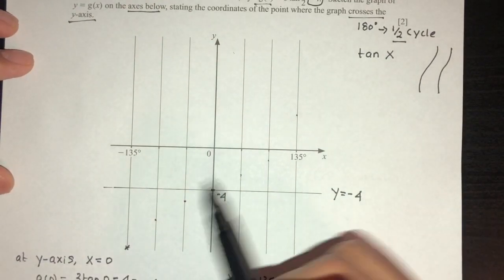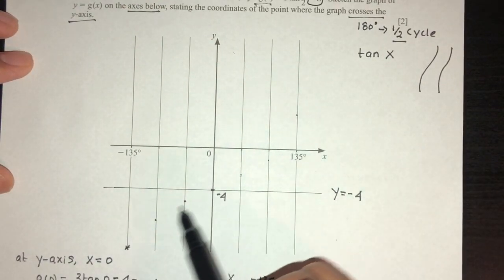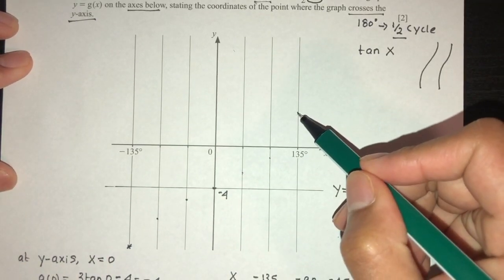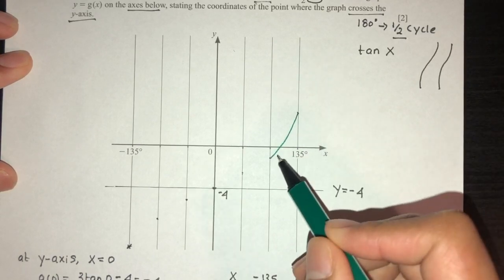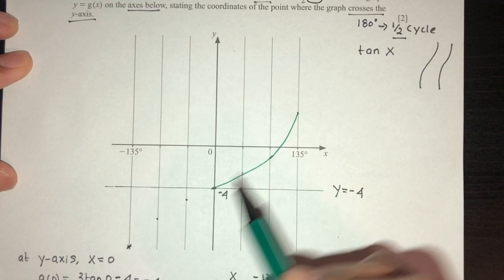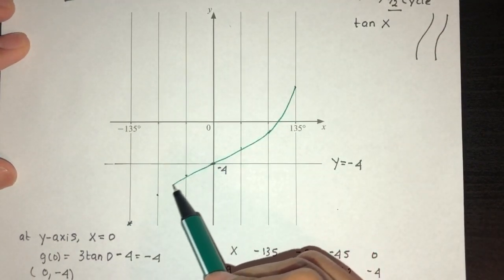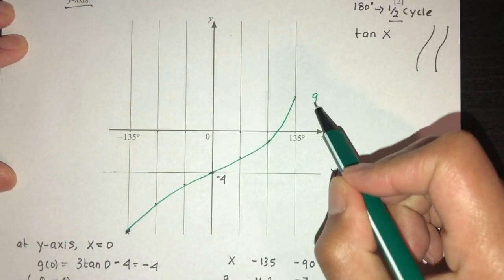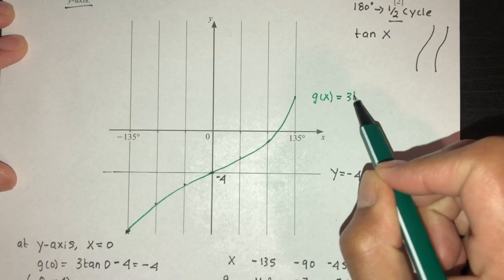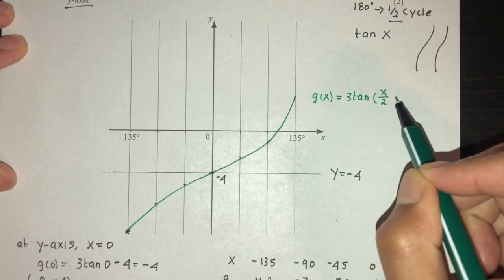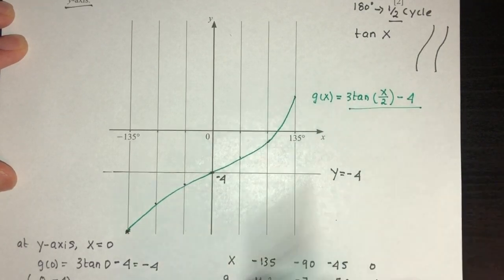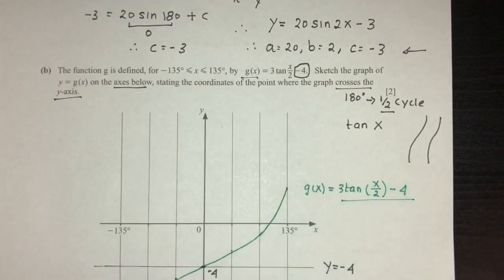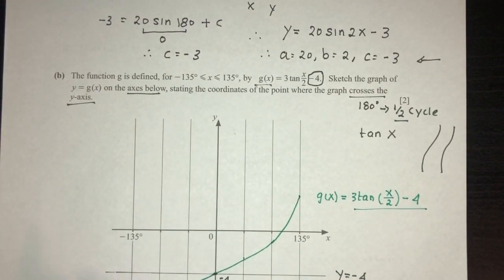Okay, so as you can see, we have a few points here. We have this and this. By joining these, you could find your graph. So let's do that. Okay, it should be something like this. That will be the graph of g of x is equal to 3 tan of x over 2 minus 4. So if you don't know what to do, always go back to your table of values and plot them to see the shape of the graph. That will be your answer, part B of question number 6.